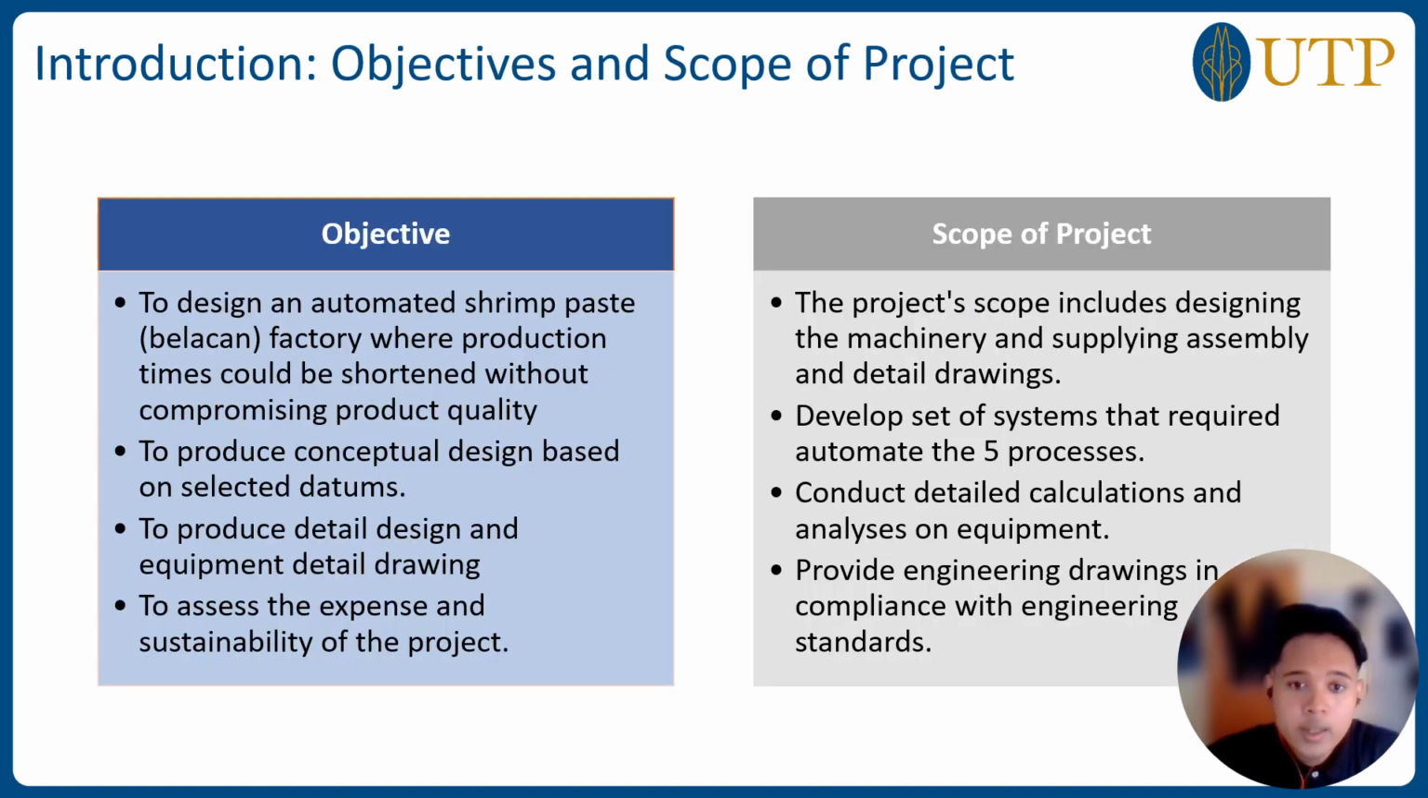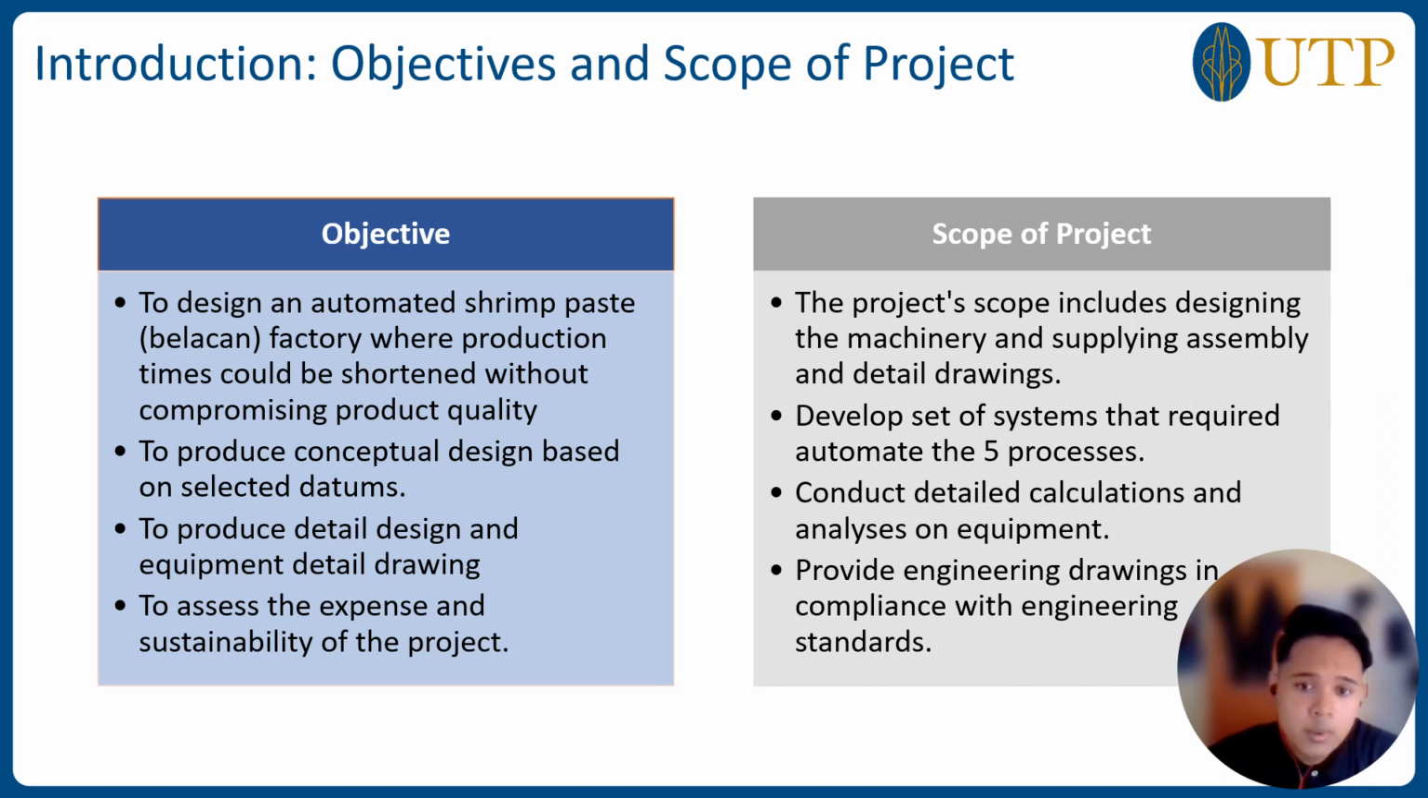So next I will present the objective and scope of the project. For the objective: to design an automated shrimp paste belacan factory where production time could be shortened without compromising product quality, to produce a conceptual design based on selected data, to produce a detailed design and equipment detailed drawing, and to assess the expense and sustainability of the project.